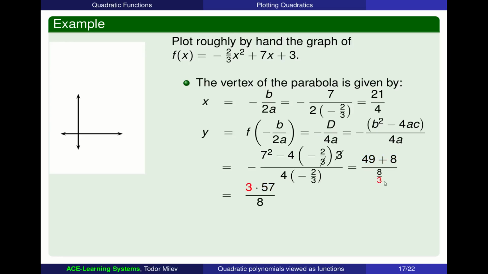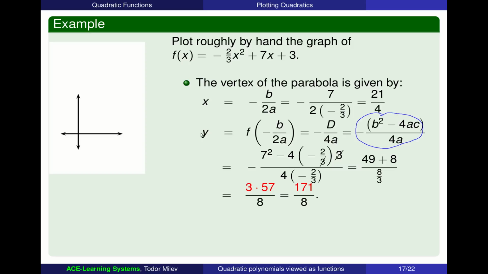And the 3 in the numerator jumps upstairs, so that becomes 3 times 57 divided by 8. Altogether, 3 times 57 is equal to 3 times 50 plus 3 times 7, which is 150 plus 21, which is 171. Okay, so we get 171 eighths. So that is our y-coordinate. So what happens if for some reason you cannot remember this formula?